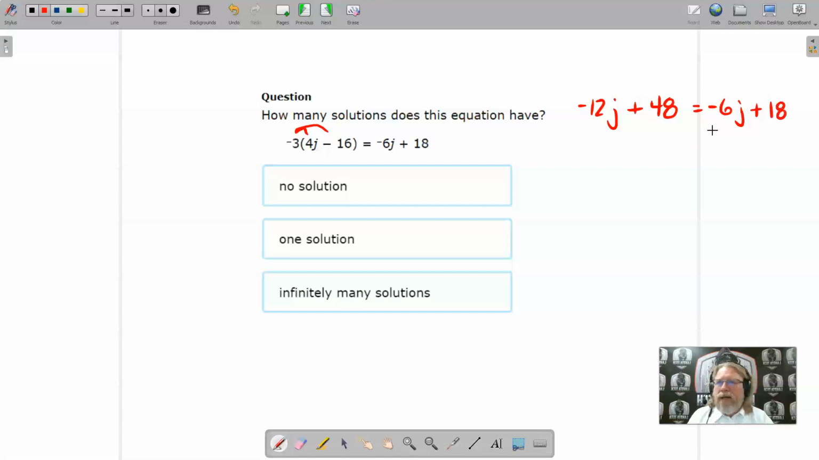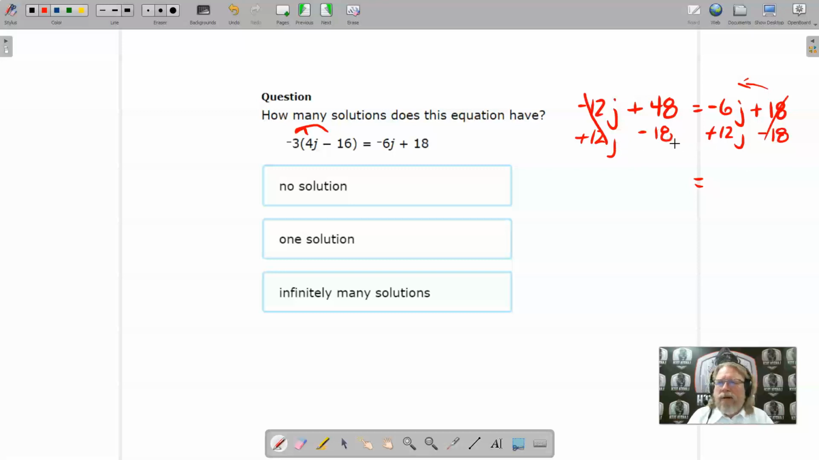So let's go ahead and, I think it's better if we add 12J, right? Because then we'll end up with a positive number of J's. So let's add 12J to each side. And that means that these are going to cancel each other out. And we're going to end up with our J's on the right. So let's go ahead and get that 18 over to the other side. Change the side, change the sign. So we're actually going to subtract 18. And those 18s will cancel each other out.